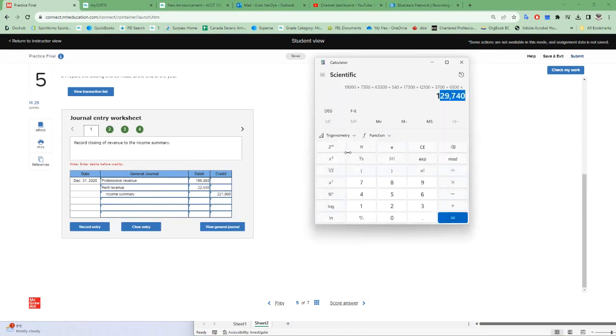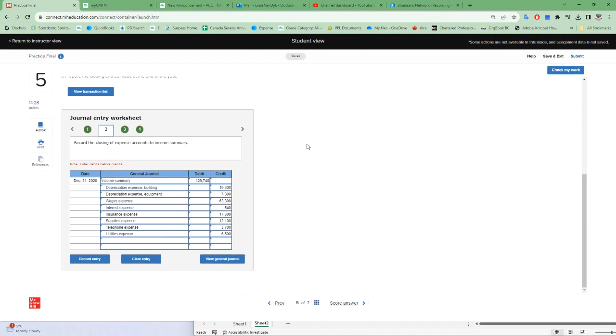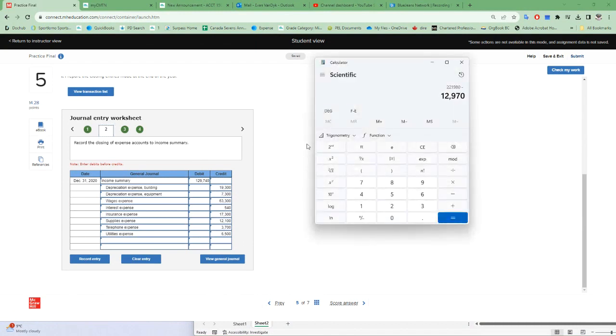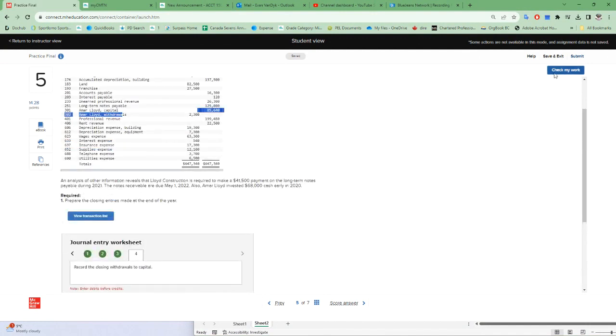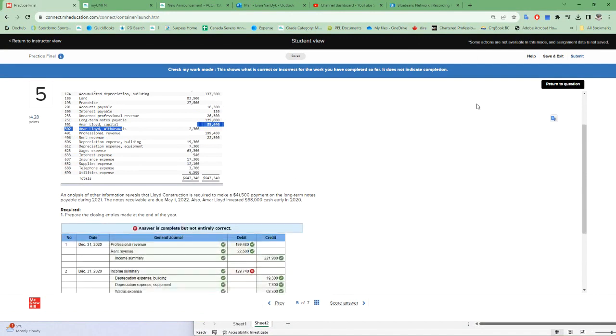Change this. So 221,980 minus 129,740, 92,240. So just go through and check your work after. Some of these, if you know what you're doing, it's just so annoying to give marks back on little things like that.